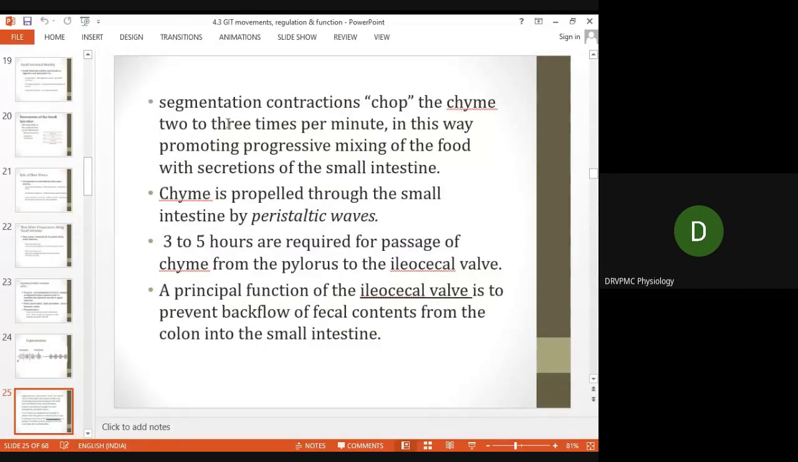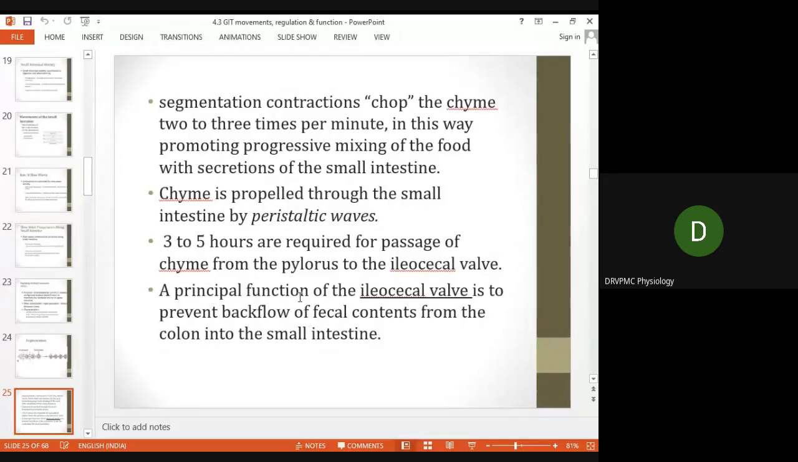Segmentation contractions chop the chyme 2 to 3 times per minute, in this way promoting the progressive mixing of the food with secretions of the small intestine. The chyme is propelled through the small intestine by peristaltic waves. 3 to 5 hours are required for passage of chyme from the pylorus to the ileocecal valve.